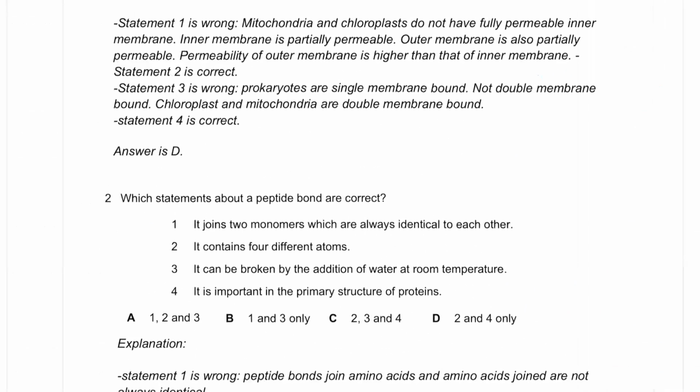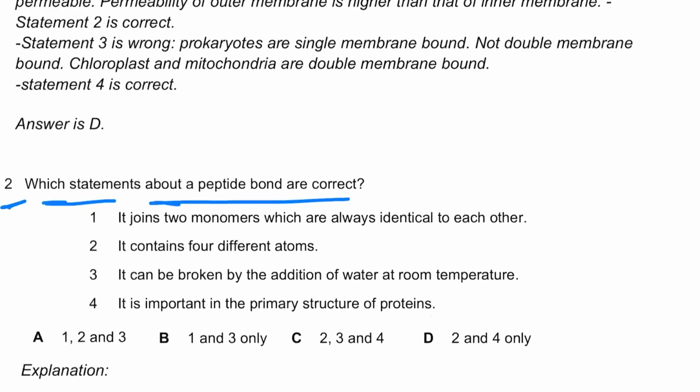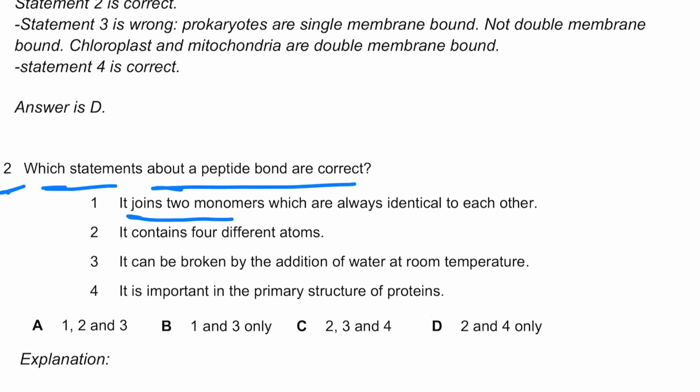MCQ number 2. Which statements about a peptide bond are correct? It joins two monomers which are always identical to each other. No, guys. A peptide bond joins two amino acids, and two amino acids could be different. They are not always identical.